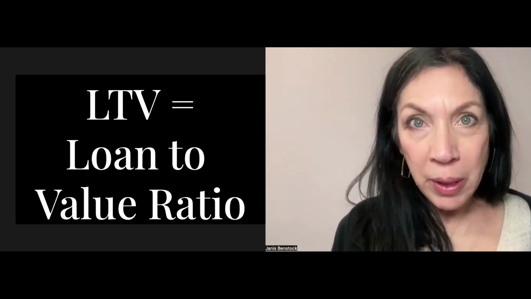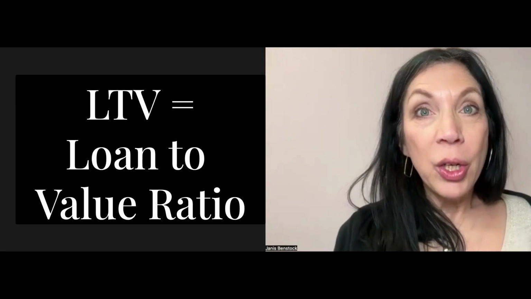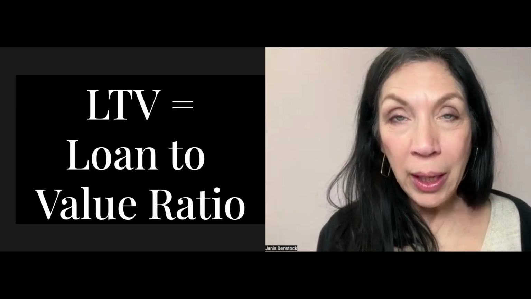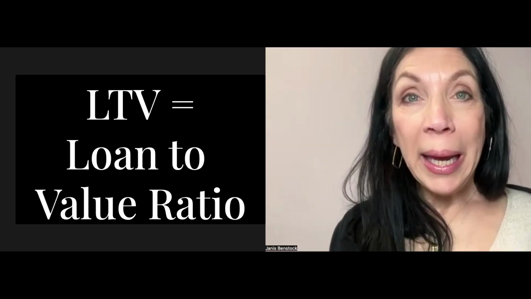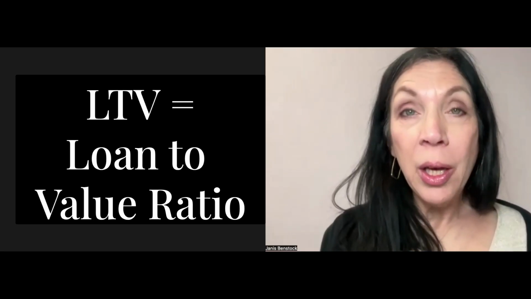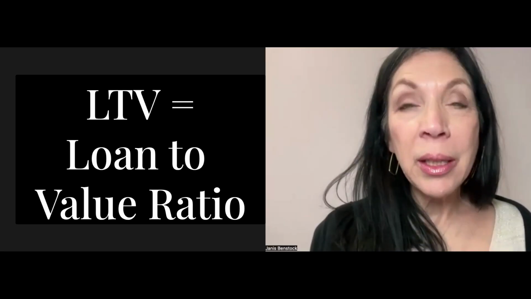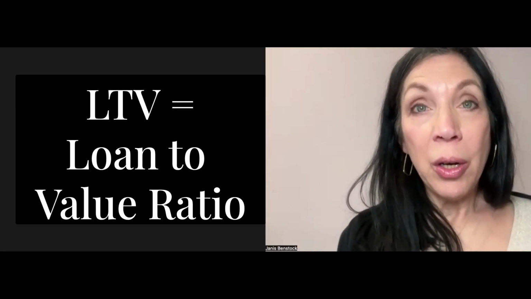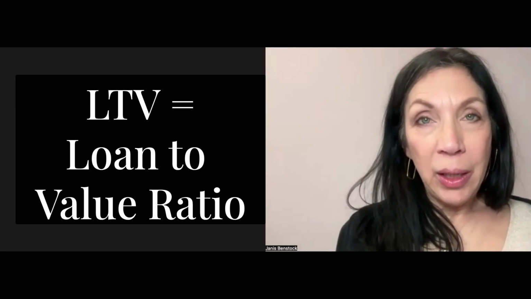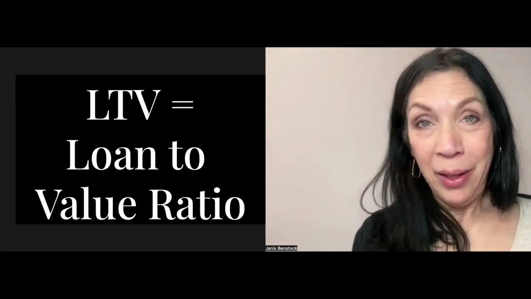Loan to value ratio means the amount of loan in relation to the value of the property. So if you're buying a $100,000 property and you're borrowing $80,000, that's the loan amount in relation to the value of the property, which is $100,000. So it's 80,000 divided by 100,000 equals a loan to value ratio of 80, or the way we say it is an 80 LTV.